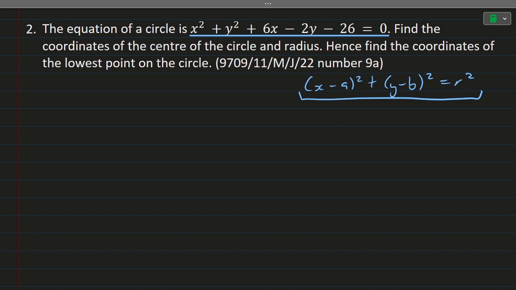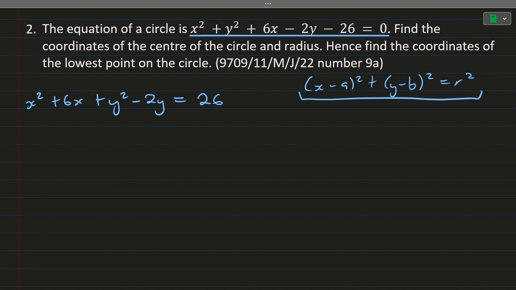So we have to start by putting all the terms that have an x next to each other. So that's x² + 6x. Then put the terms that have y next to each other, y² - 2y. Then all the constants will be moved to the right hand side. So in this case, that's -26. We move it to the right hand side, it becomes 26.